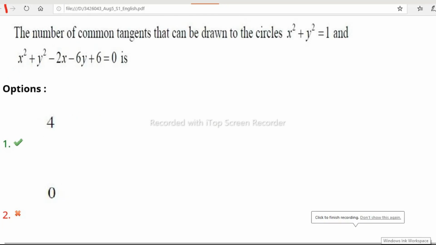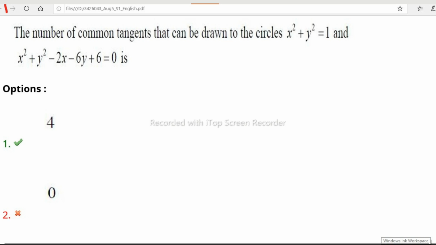Now can you observe this question? I said to you this is a most important model. It is given in every shift. They ask the number of common tangents, giving 2 circles. The number of common tangents depends upon the position of the 2 circles. First you can recognize what the position of these 2 circles is. So what is the first circle? X square plus y square is equal to 1.